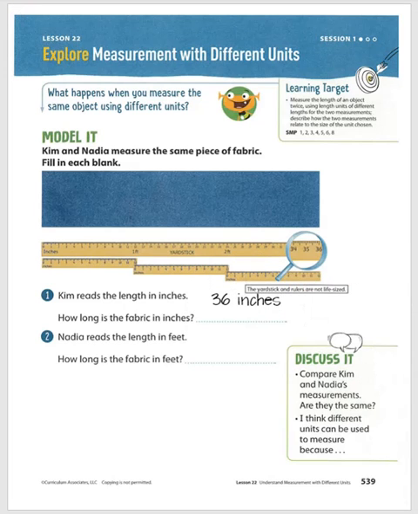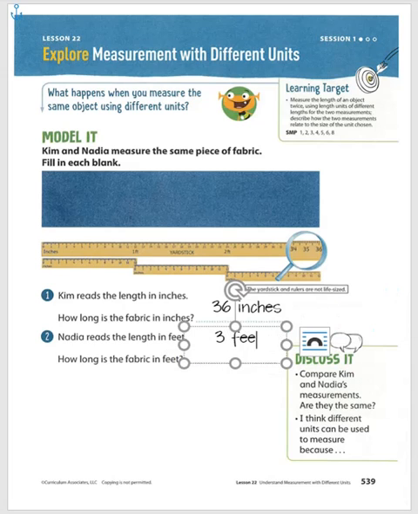Okay? Nadia reads the length in feet. Do I need to move that down a tiny bit? There you go. 36 inches. Nadia reads the length in feet. How long is the fabric in feet? So this is a foot. 1 foot, 2 feet, 3 feet. How many feet are there? There are 3 feet. Okay, get that written.